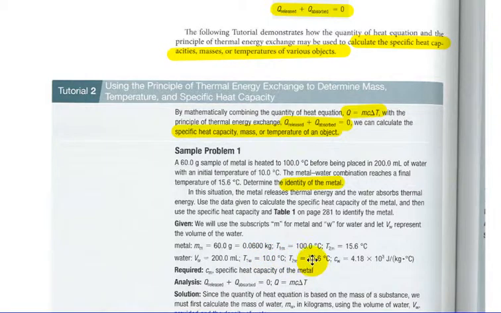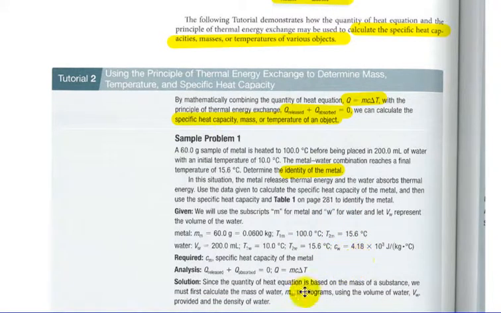The initial temperature was 100. The final temperature is 15.6, so we'll take 15.6 minus 100 to get the change in temperature. And yes, we don't know c of the metal. We don't know the specific heat capacity because that's what we're asked to find out.